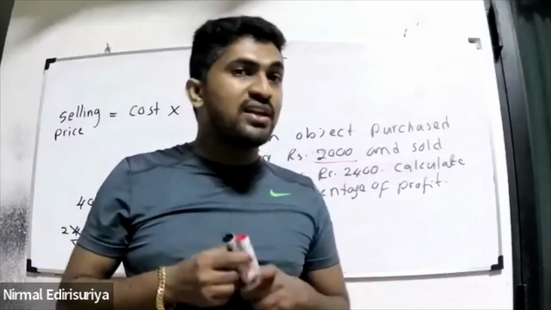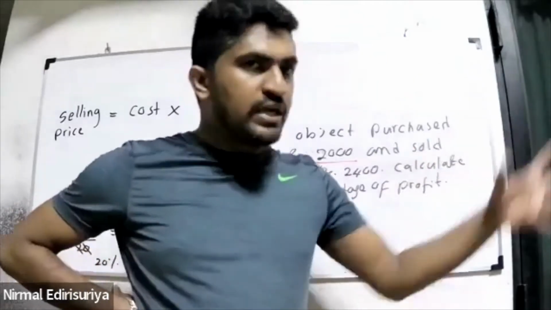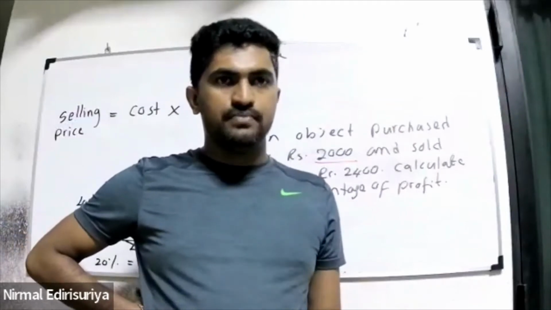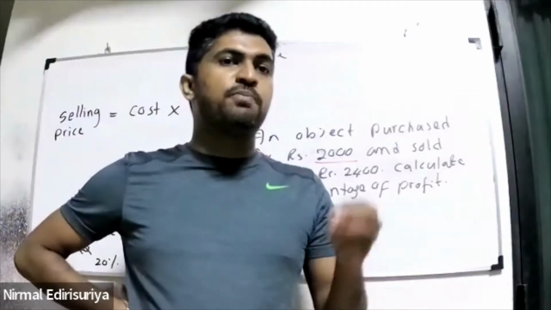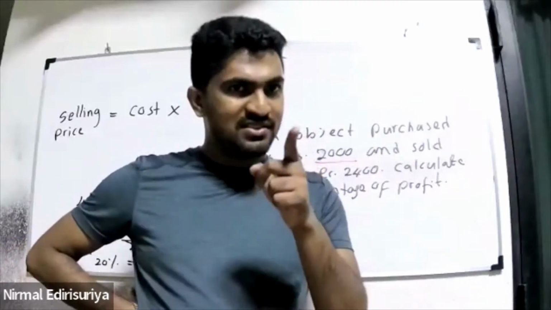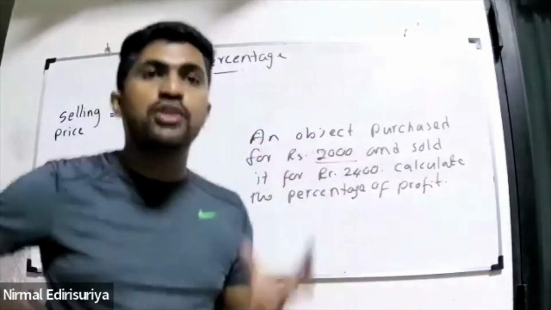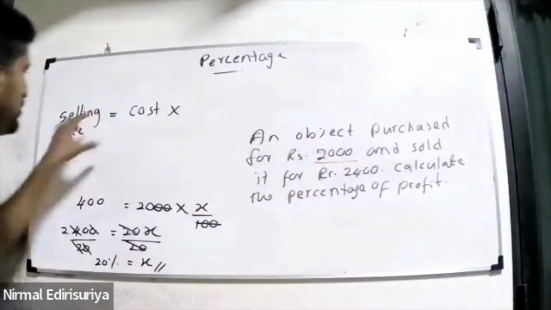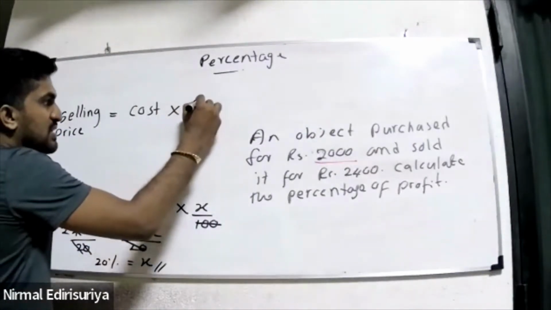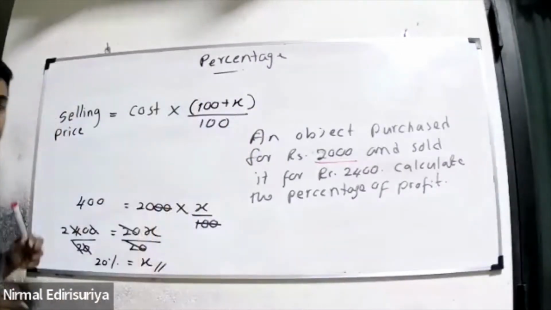If the percentage of profit is 5%, what is the percentage of selling price? 105%. If the percentage of profit is 20%, what is the percentage of selling price? 120. If the percentage of profit is 30%, what is the percentage of selling price? 130. Got it? So the percentage of selling price you have to develop by yourself. And now if we are using selling price here, then cost into percentage of selling price is 100 plus x over 100.